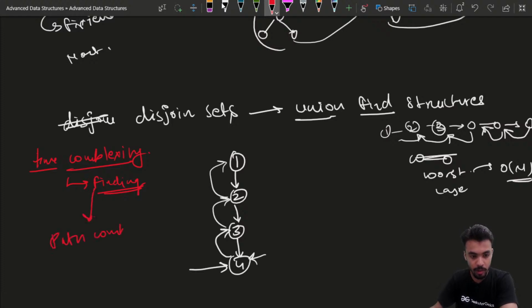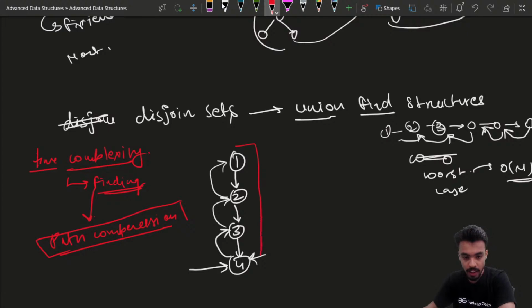So this is an optimization technique in the find operation. So how we are going to do the path compression? If you look at this particular path, this is a longer path, because this was the inefficient method of connecting the edges.